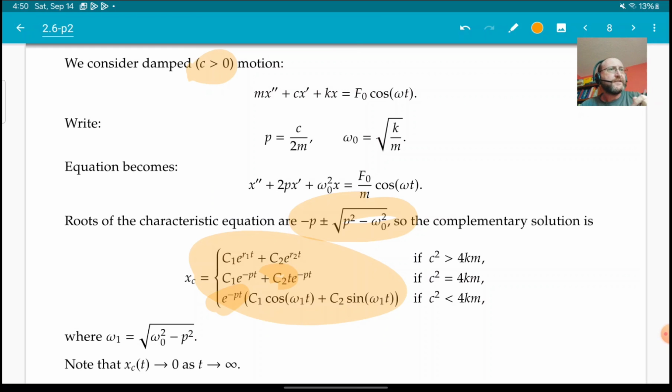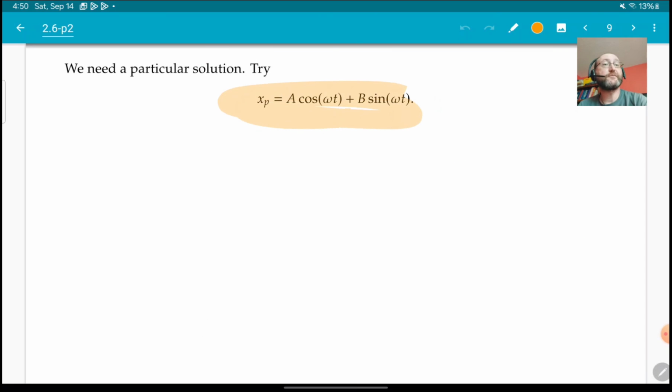That means that, because this is the complementary solution, the solution to the associated homogeneous equation, and we want to find a particular solution where the right-hand side is a cosine, with no exponential in there, then to use undetermined coefficients we can just try cosine, and we also have to add in a sine. But we don't have to worry about any conflicts between the complementary solution and the particular solution that we're trying. So what we can do is try a particular solution of this form.